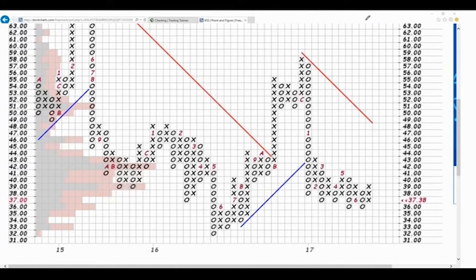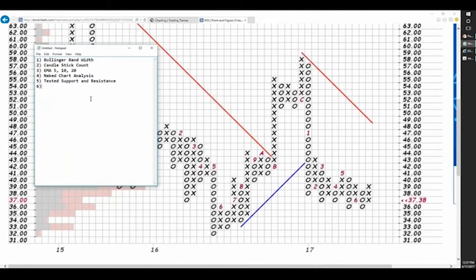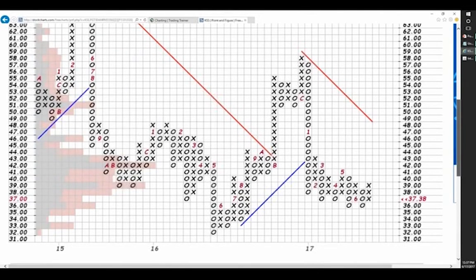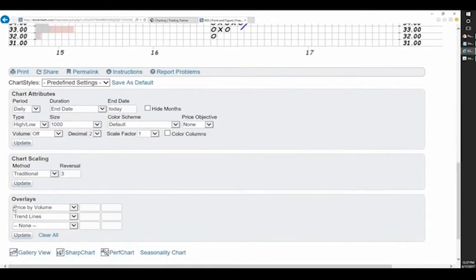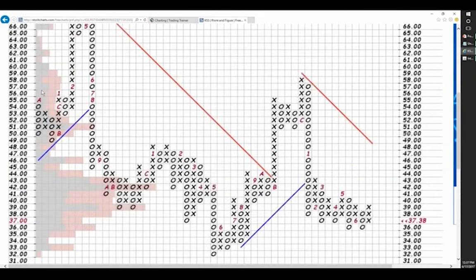Fantastic. So point and figure, let's go ahead and bring back our list because I got a couple more to go over. I like to also look at volume by price. This is a quantitative analysis trick or tool, and it's worth its weight in gold. So as you can see here, I've got an overlay price by volume. It should be volume by price. I don't know why they say that, but that's the volume bars along at each price.